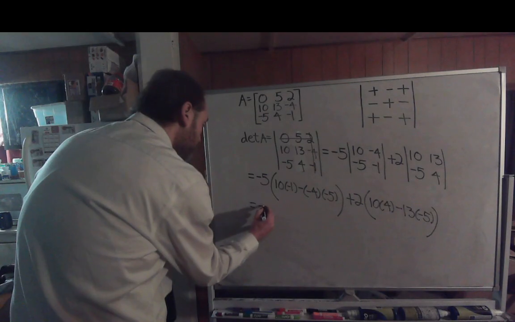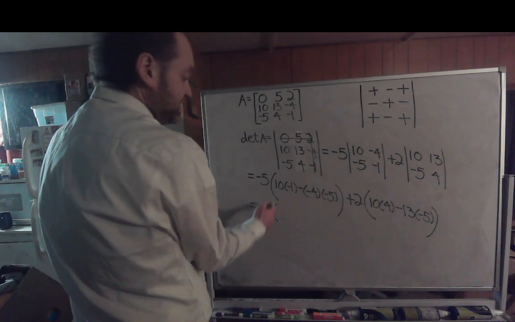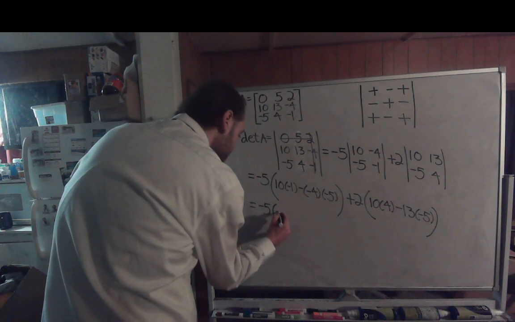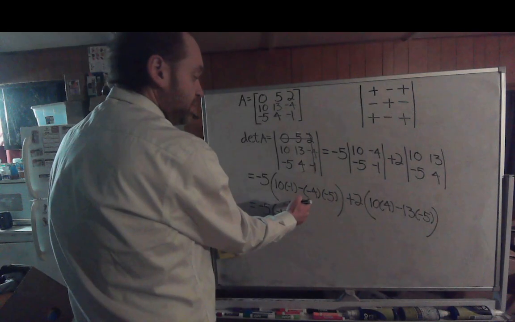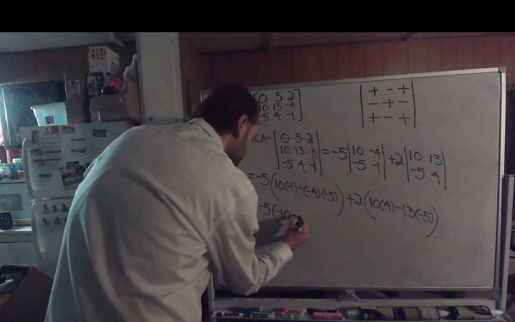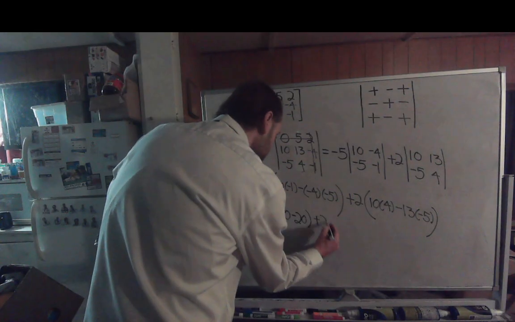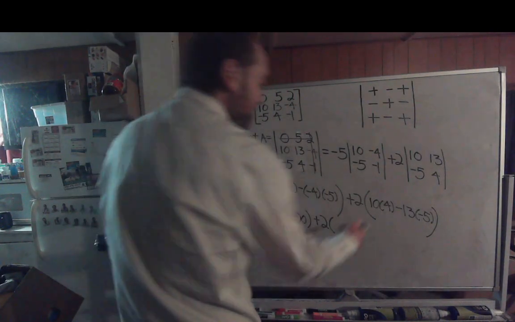Alright, so let's work inside of our parentheses here. So let's see, negative 5 times what's inside of here. 10 times negative 1 is going to be negative 10. Negative 4 is positive 4 times negative 5, that'd be minus 20. Plus 2 times, let's see, what's inside of this? So 10 times 4 is 40. Negative 13 times negative 5, that'd be plus 65.